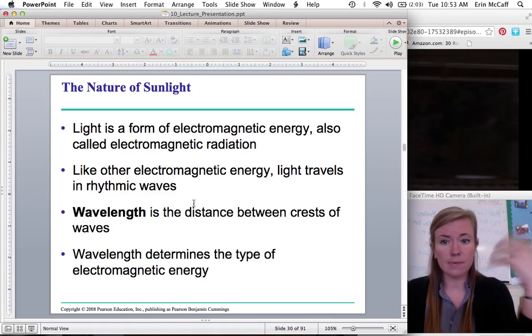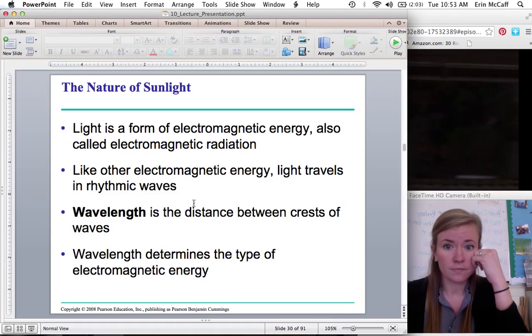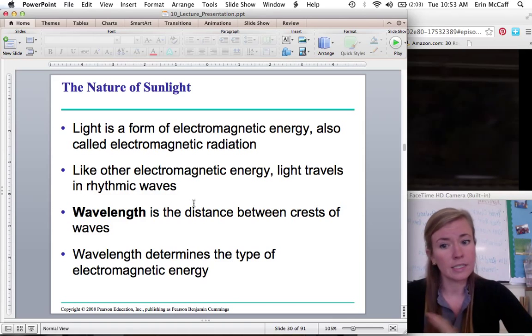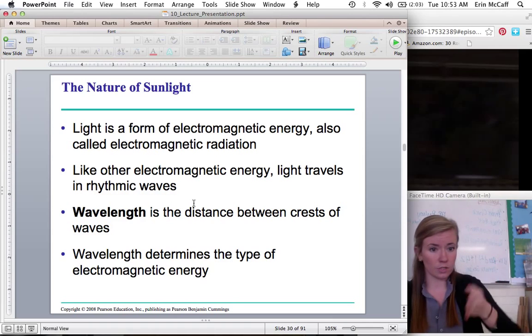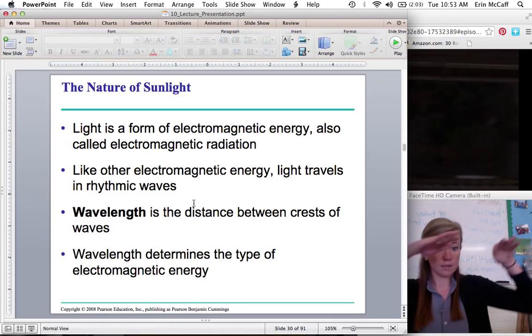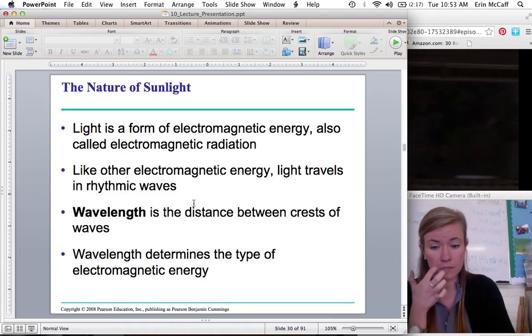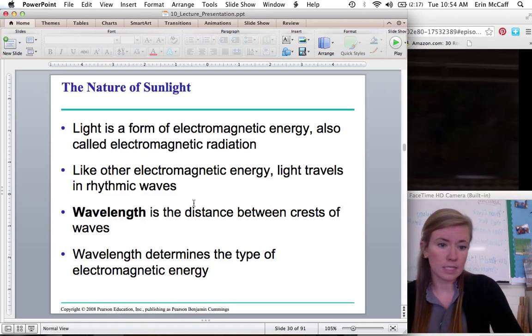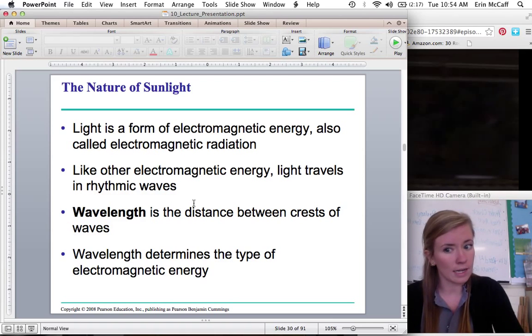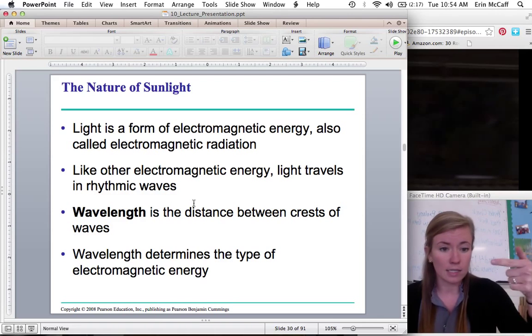So this is a little bit about sunlight. Light is energy, and it travels in waves. Wavelength is the distance between the top of two waves. So if there's two waves right here, the wavelength is the distance between the crest of those two waves. And wavelength determines the type of electromagnetic energy. So it could be radio waves, sunlight, ultraviolet rays, X-rays, whatever it might be.